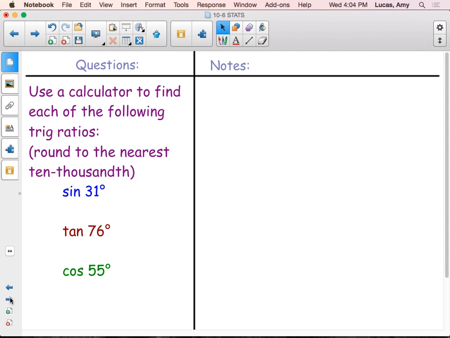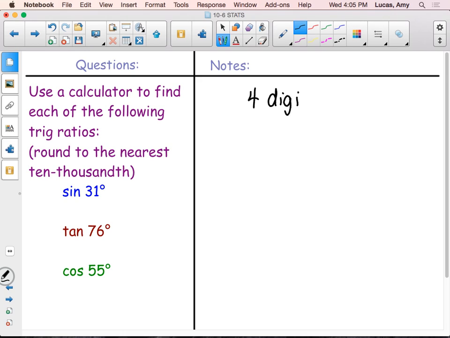Okay, our last slide is about using a calculator because we're going to be working into some problems where we need to be able to use a calculator for trig ratios, and it says round to the nearest 10,000th. So we've got tenths, hundredths, thousandths, 10,000ths. So we need 4 digits after the decimal point.